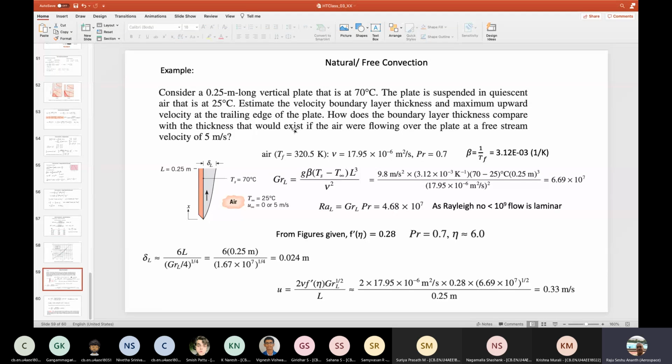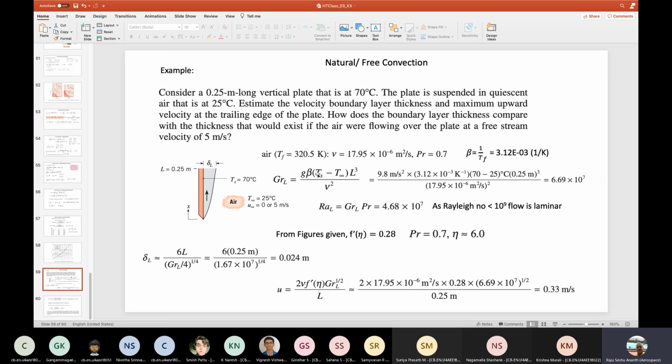The important thing is that the properties of the air have to be taken at the mean, what is called the film temperature. So 70 plus 25, 95, divided by 2, so 47.5 degrees, which is 320.5 degrees Kelvin. That is my film temperature. At that temperature, the kinematic viscosity, which you can look up in any handbook or your textbook, is about 18 times 10 to the power minus 6 meters squared per second, and Prandtl number about 0.7. This doesn't change much for air. Since I can assume an ideal gas, the volume expansion coefficient is 1 over T_F, so 1 over 320.5 is about 3.12 times 10 to the power minus 3, per Kelvin. Okay, so beta is known. So the Grashof number based on the length is g beta.